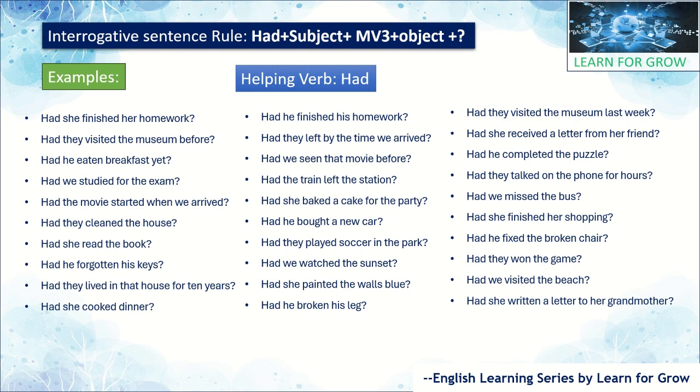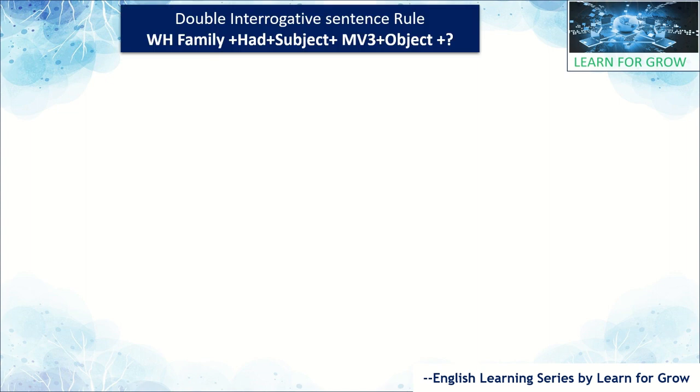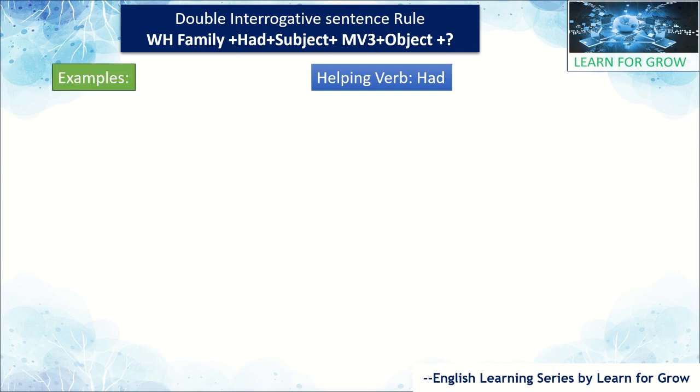Let's have the next rule, that is none other than the double interrogative sentence rule. This is very simple. As you know, we need to only add the WH family at the beginning. Rest of the things are what we have studied in the interrogative sentence, that is the same. Here also we are using had as a helping verb, right? Let's have an example. What had she finished?